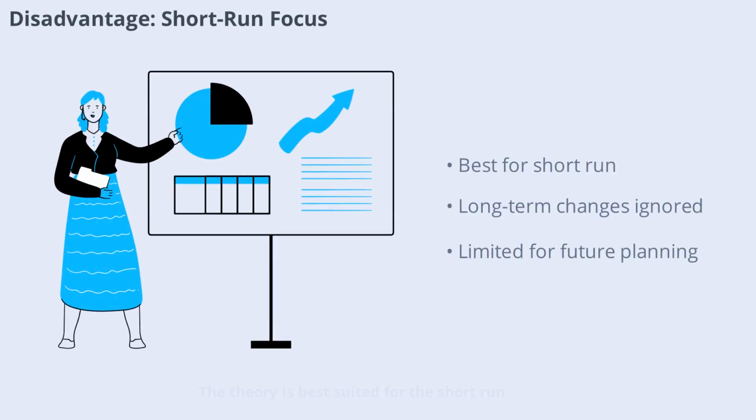The theory is best suited for the short run where its assumptions are more likely to hold. Over the long run, economies change and variables like velocity and transaction volume can shift significantly. This limits the theory's usefulness for long-term analysis.